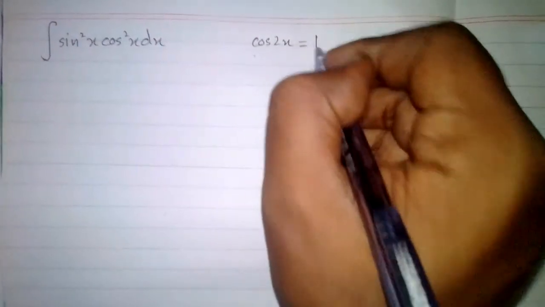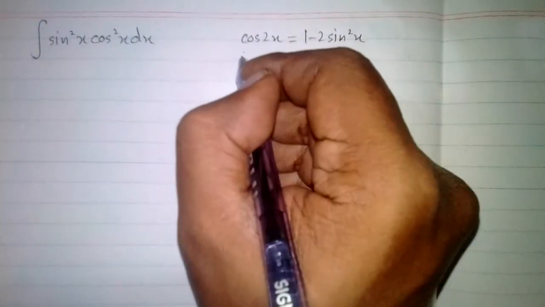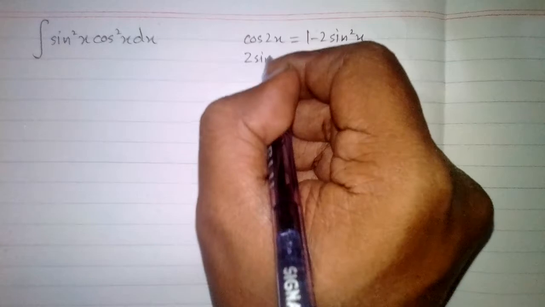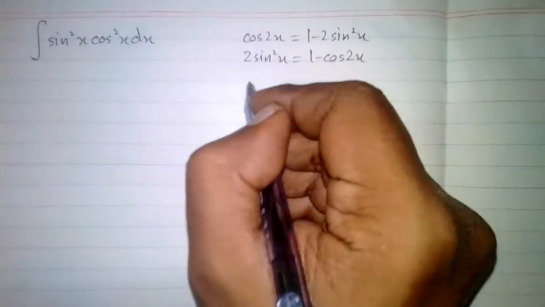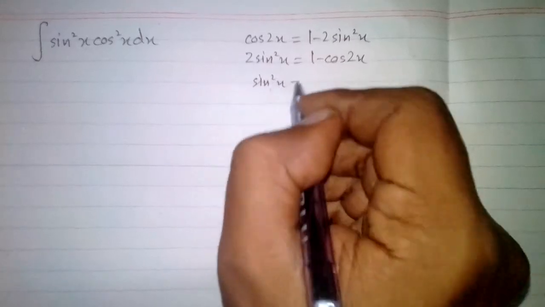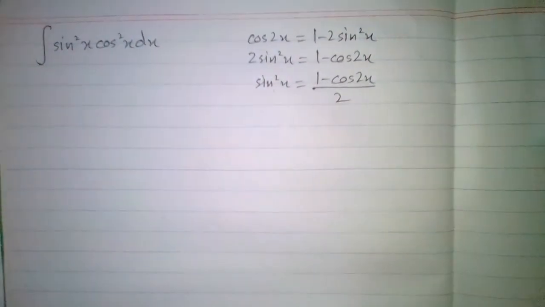In this video we will find the integral of sin square x cos square x. We know that cos 2x is equal to 1 minus 2 sin square x, and this can be written as 2 sin square x is equal to 1 minus cos 2x. So sin square x is equal to (1 minus cos 2x) upon 2.